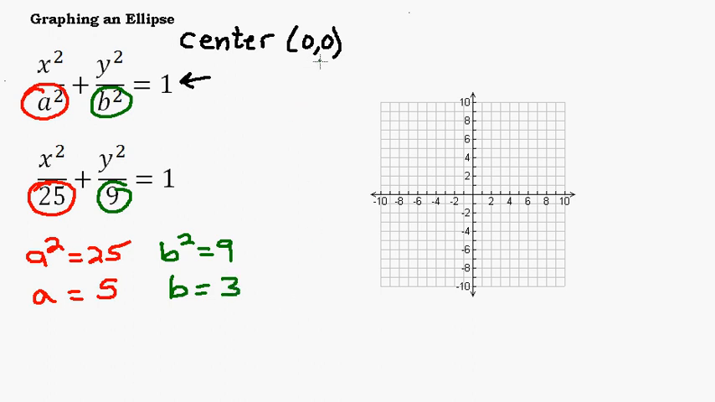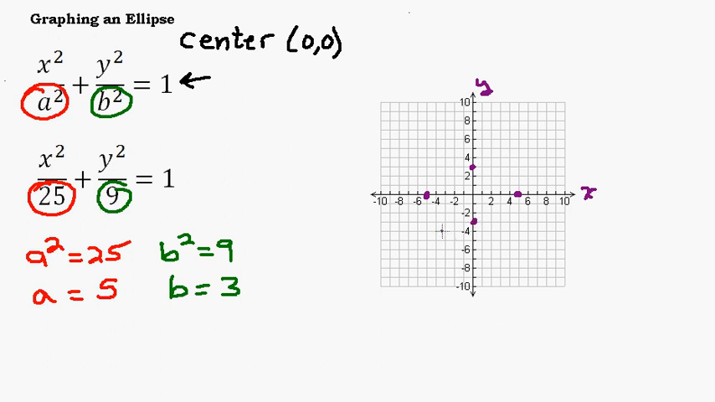Okay, so we know our center is at 0, 0. Now that's not a point on the ellipse, so you don't really want to make a point there, but we know that's going to be our starting point, starting from the center. So our a value is 5, which is under the x. That means we're going to go on the x-axis, 5 to the right and make a point, and 5 to the left and make a point. Then our b value is going to be up and down from the center. So from the center we go up 3 on the y-axis, since that's underneath the y value, and down 3 and make a dot right there.